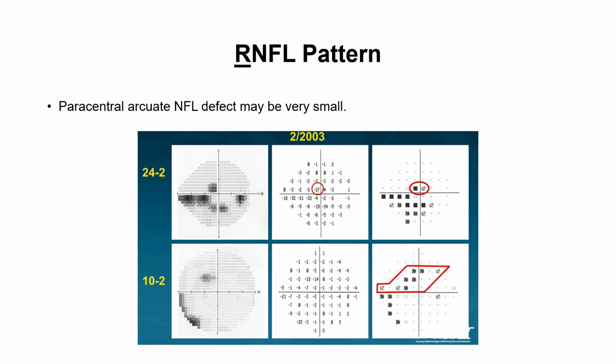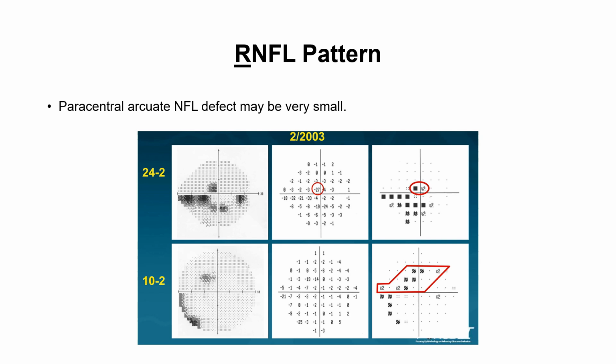Also, as we said, sometimes the paracentral arcuate RNFL defect may be very small to be seen in 24-2. Here the same patient, if you see here, there's one scotoma, one field lost, minus 27 decibel. This is in the grayscale map.